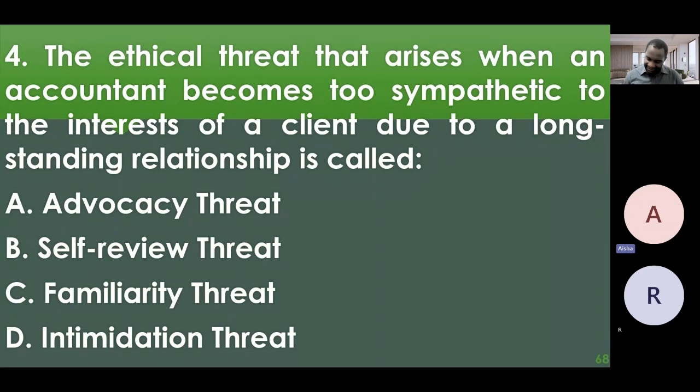What's your pick? A, C. Okay, C. A is picking C. All right. R, what's your pick? B, familiarity threat. You are still thinking, or you're picking C? Familiarity threat is C. C, okay. You guys are going for almost the same options.